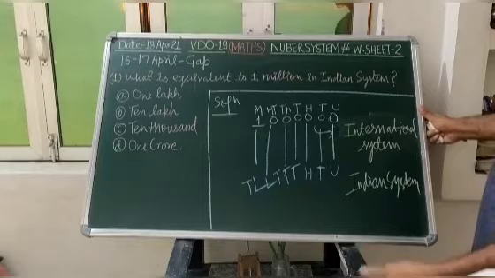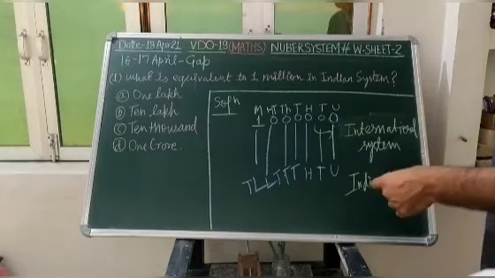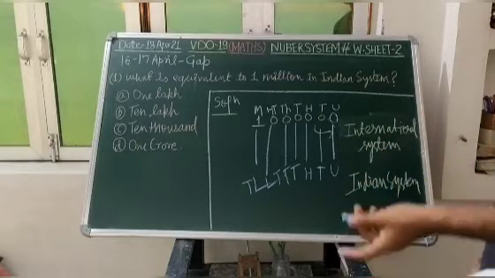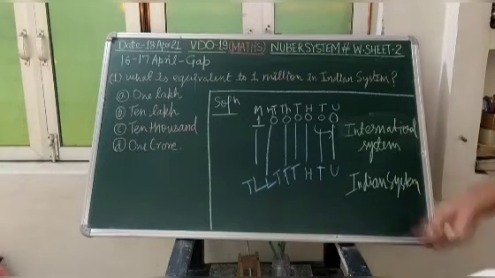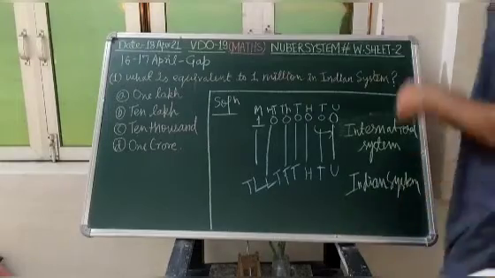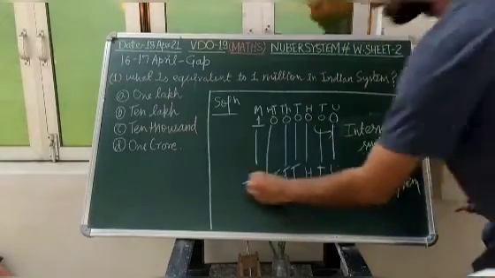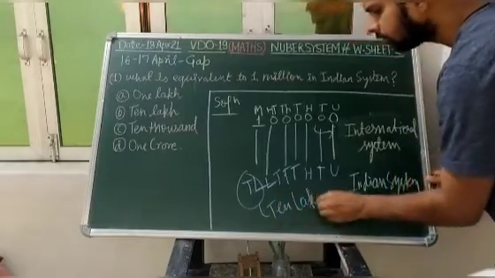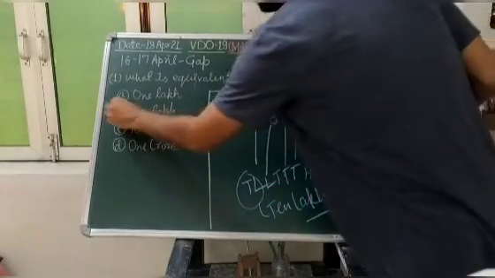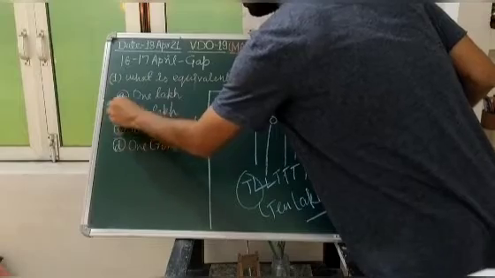So the meaning is that in the Indian system we first put the comma after 3 digits, then after every 2 digits. I told you this in the very first video, I think. So this is nothing but our 10 lakh. So your answer will be B.